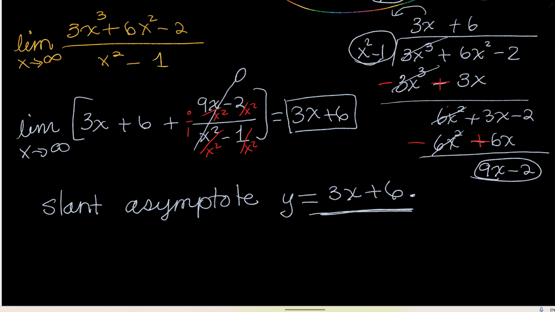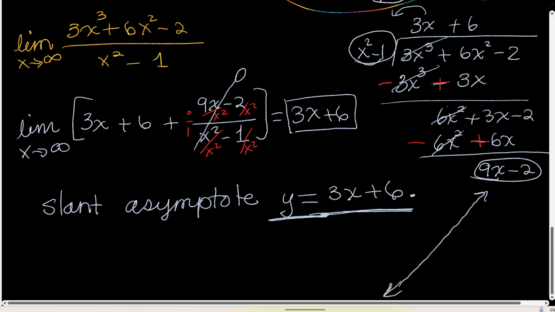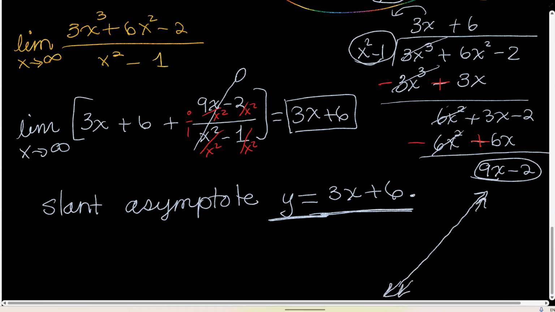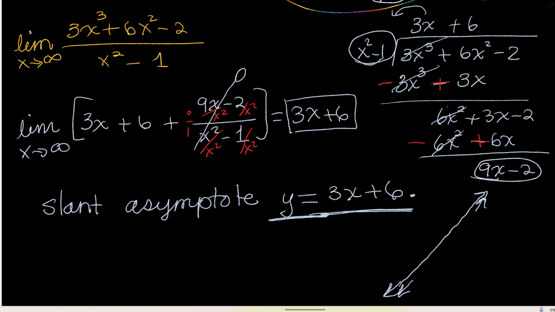And then again, way out there on the left-hand side, our function will also follow this line, because that is a line where the y-intercept is 6 and the slope is 3. So that's a line that looks like this, right? 3x plus 6. So our function is behaving like this over there and then behaving like this over here, way to the left and way to the right. Okay, so that is what a slant asymptote is.